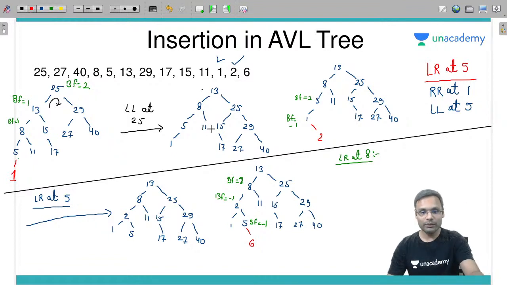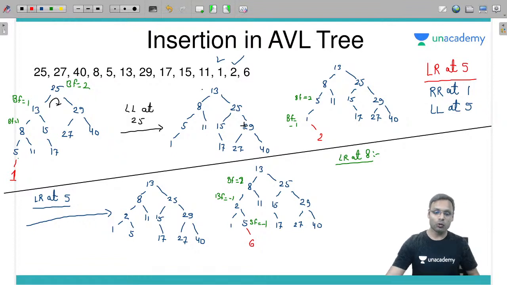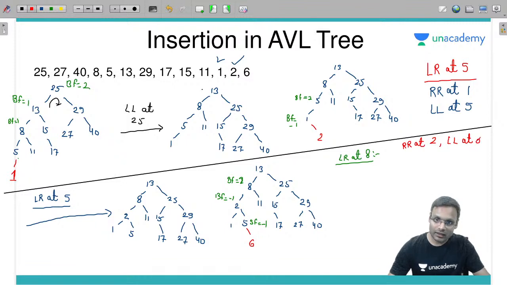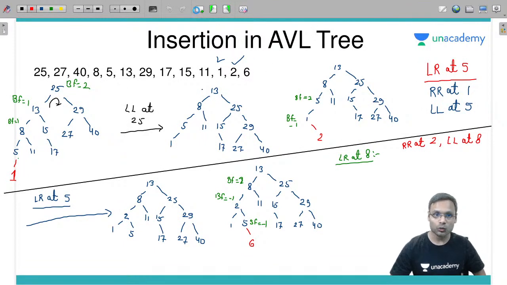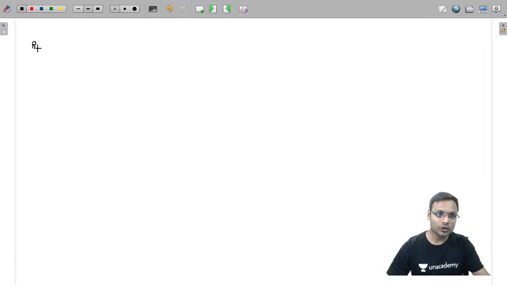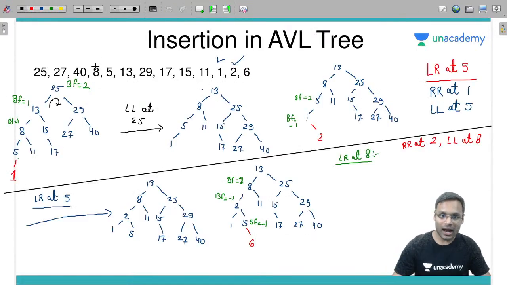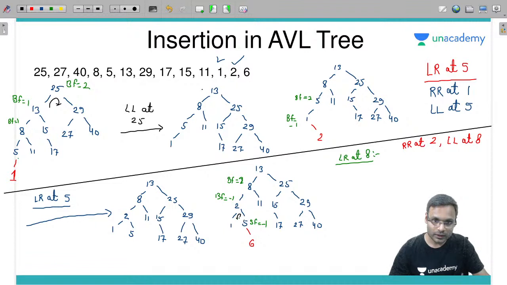If you have LR at 8, 2 rotations you need to apply. Now you only tell me what are the 2 rotations. आप ही बताओ 2 rotations कौन कौन से हैं. First of all, second character RR at left child of 8 which is 2. And then after that RR के बाद में LL at 8. Okay, so fine. What I will do is I will take another page here, RR at 2. If I apply RR at 2, what will be the tree after RR at 2? Let's do that. RR at 2 means left side this way.